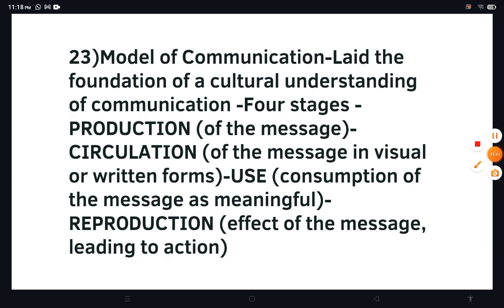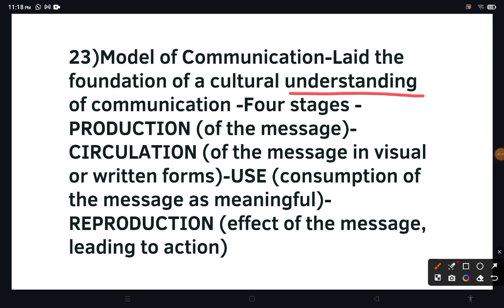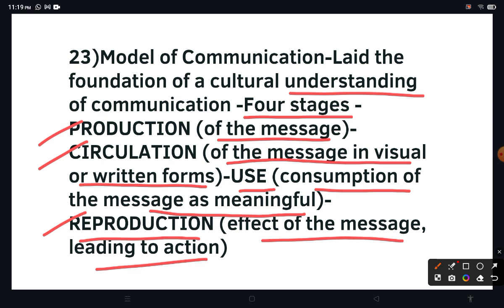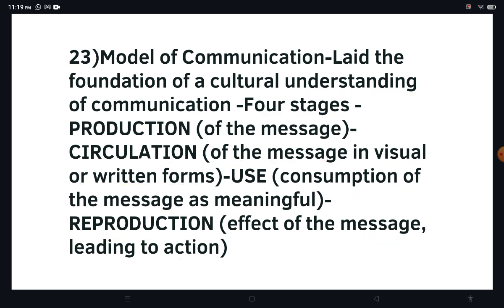The Model of Communication laid the foundation of a cultural understanding of communication, and he uses four stages. First is production, then circulation, consumption and reproduction. Production is the message; circulation is the message in visual or written forms; consumption is the use of the message and making it meaningful; and reproduction is the effect of the message leading to action. In my next video I'm going to elaborate on this point.